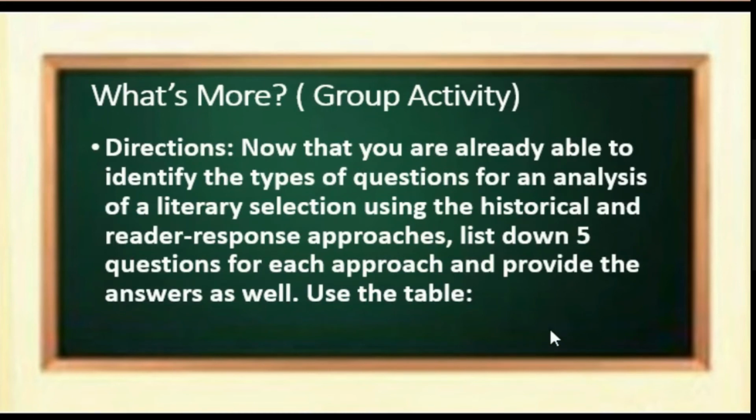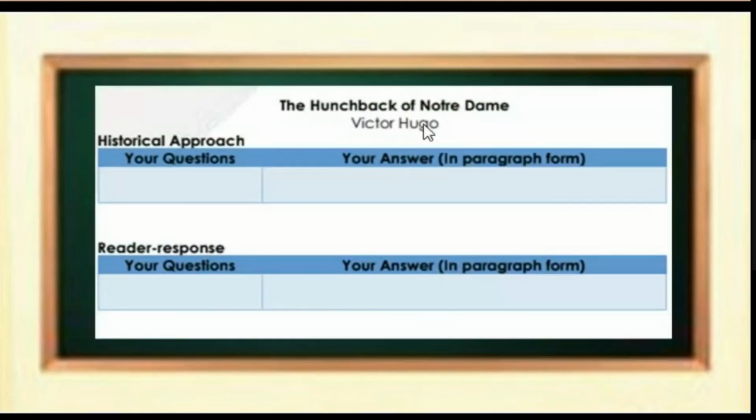So we have a table which you will follow. Write the title, The Hunchback of Notre Dame, its author, Victor Hugo, and then here, for the historical approach, write your questions here on the left. Five questions, and of course, write your answers opposite the questions. For reader response, you create another table, also with 2 columns. Write your questions here, and then your answers opposite those questions.